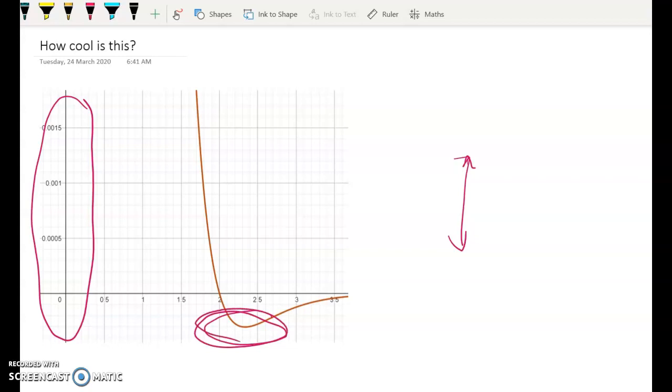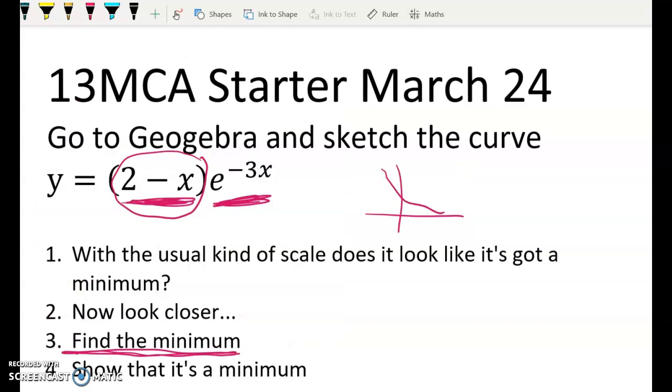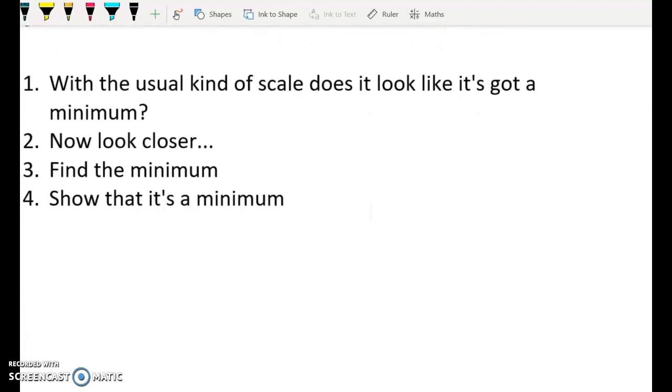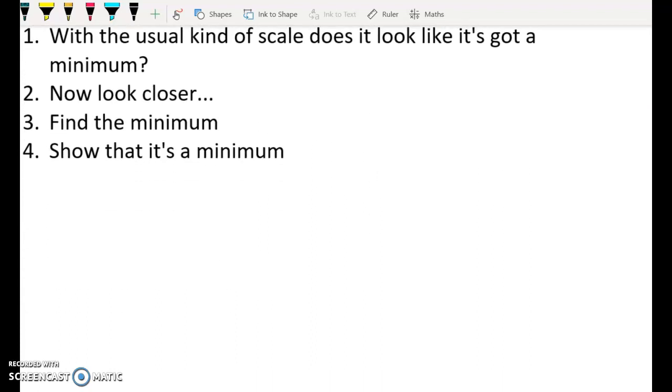So now this is just a classic calculus problem. To find the minimum, what do we do? Well, we take the function, we differentiate, and we figure out where the first derivative is 0. So to show that it's a minimum, I'm going to do the second derivative test on it. So let's get going on the differentiation. Just let me change the pen.